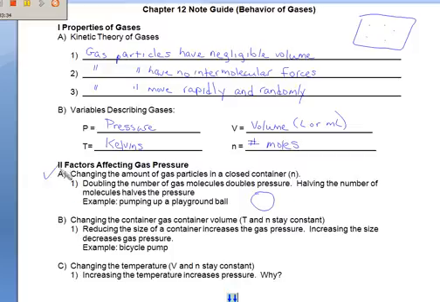We've done this one. Let's take a look at the next one. We're going to change the container's volume. We're going to keep temperature and the number of moles constant. So let's go back to the simulation and see what happens.